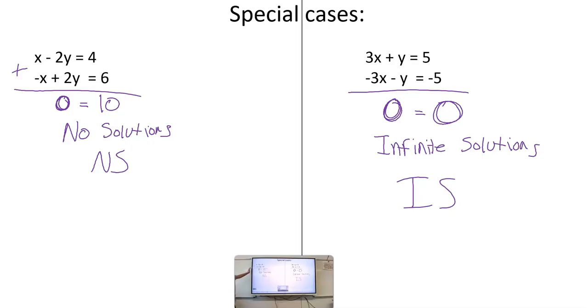So if you ever get left where all your variables are canceled out and eliminated, if you end up with a false statement, it's no solution. And if you end up with a true statement, it's infinite solutions. Just add that S there.